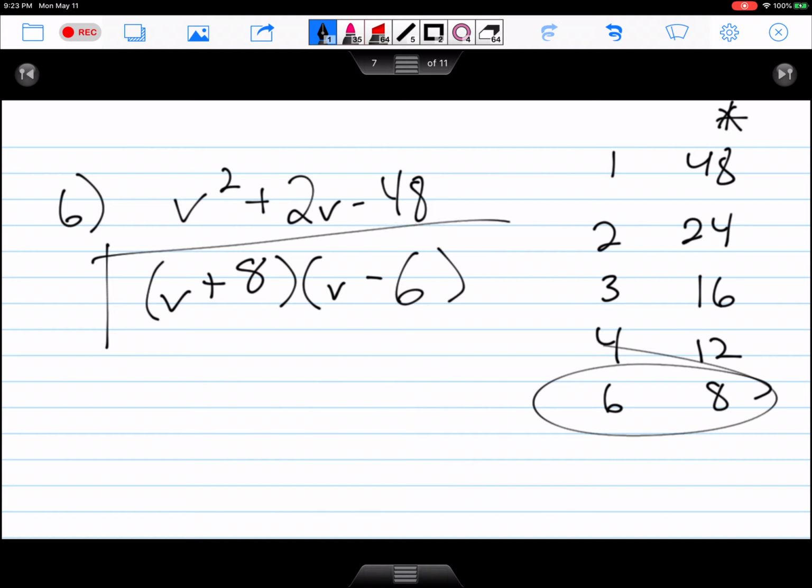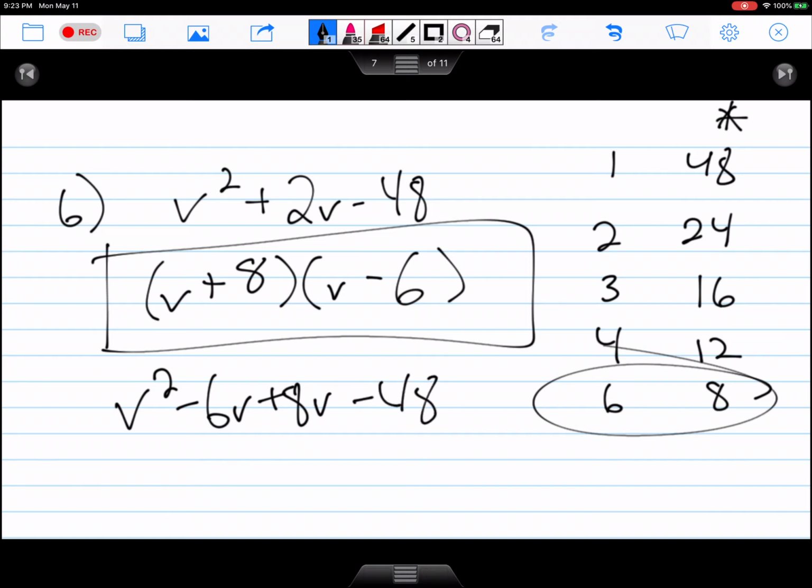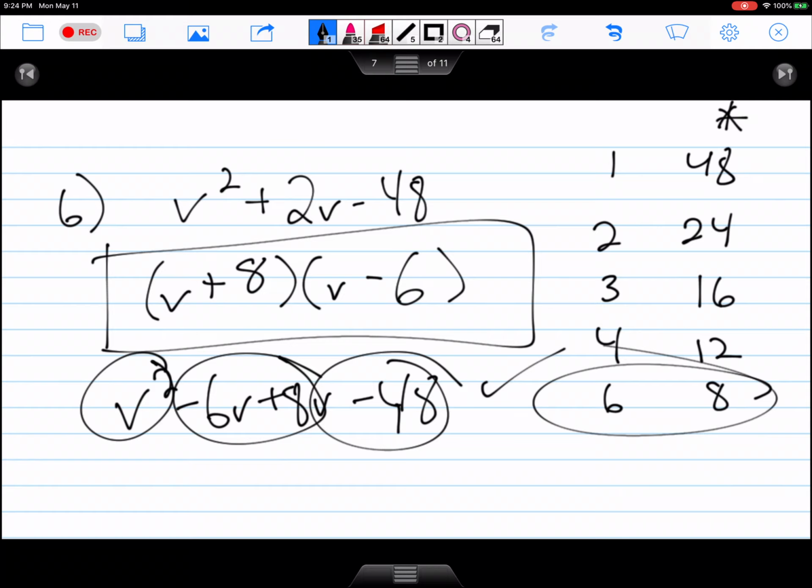So let's do our distribution. v squared minus 6v plus 8v minus 48. So here's our v squared, here's our 2v, here's a -48. We did it.